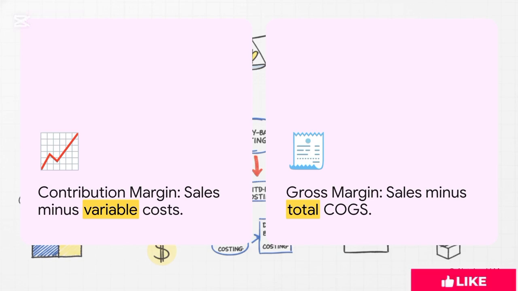Gross margin, on the other hand, takes your sales and subtracts the total cost of goods sold, which bundles in both those variable costs and the fixed manufacturing costs. So the really crucial takeaway here is that your contribution margin is almost always going to be higher than your gross margin because you're deducting fewer costs. Really grasping the difference between these two is the secret to understanding how a business stays afloat on the inside versus how it reports its success to the outside world.